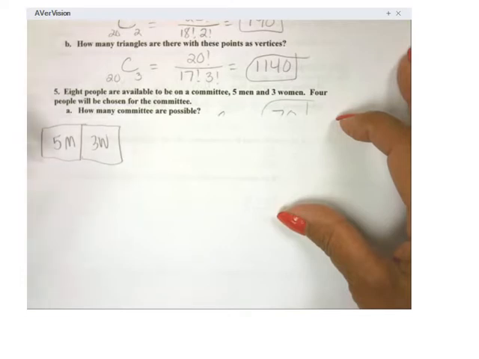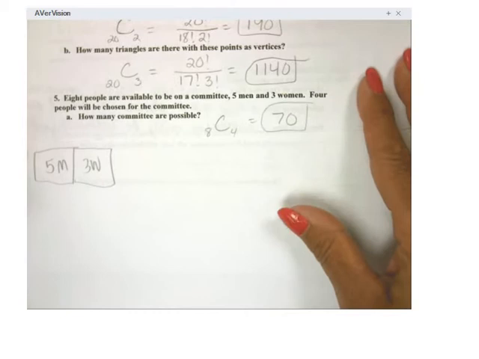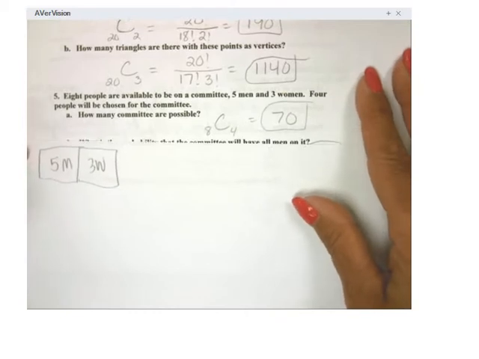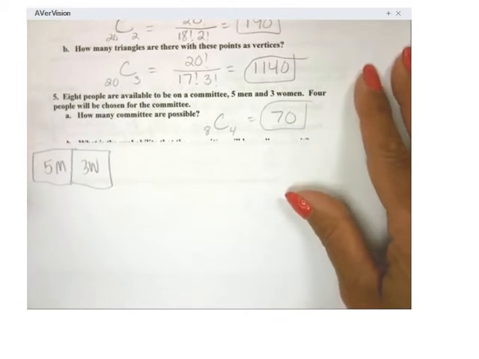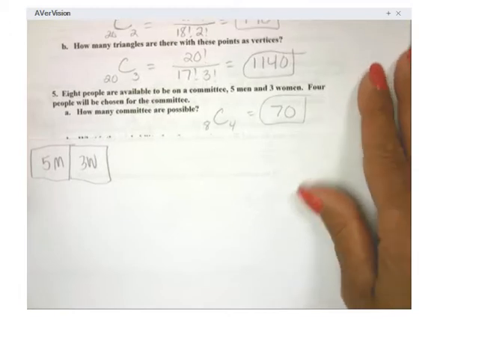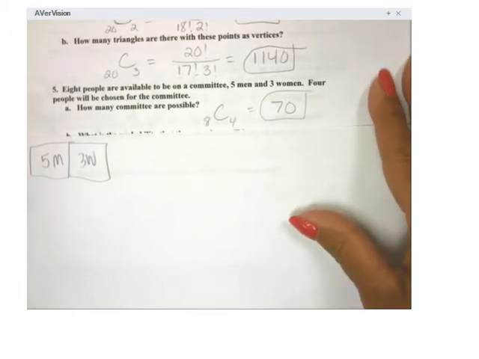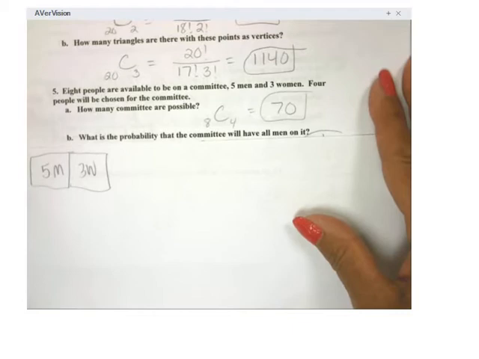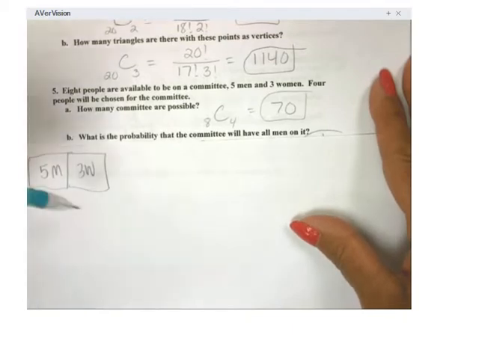We have a total of 8 people. The order in which you pick the people to be on your committee would not matter, and you're not going to replace anybody once you choose a person. So that is going to be a combination of 8 choose 4. So there are 70 ways, or 70 different committees, from those 8 people.